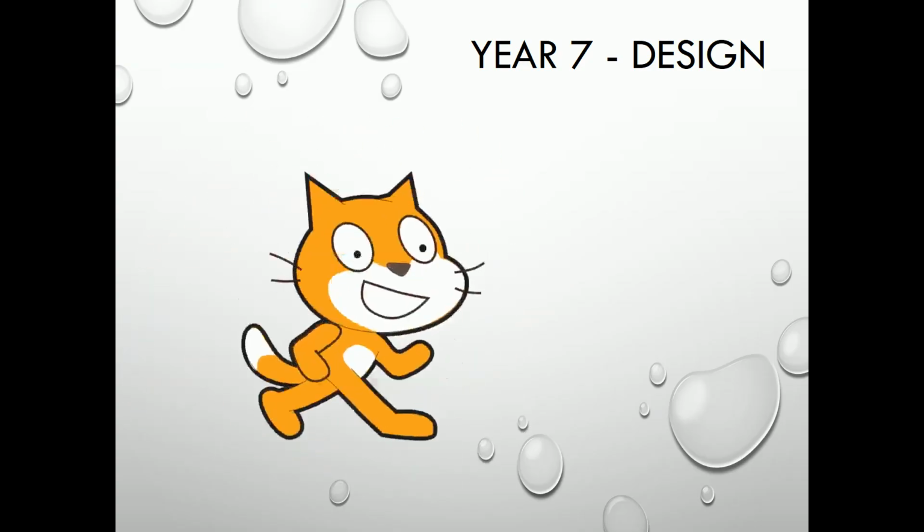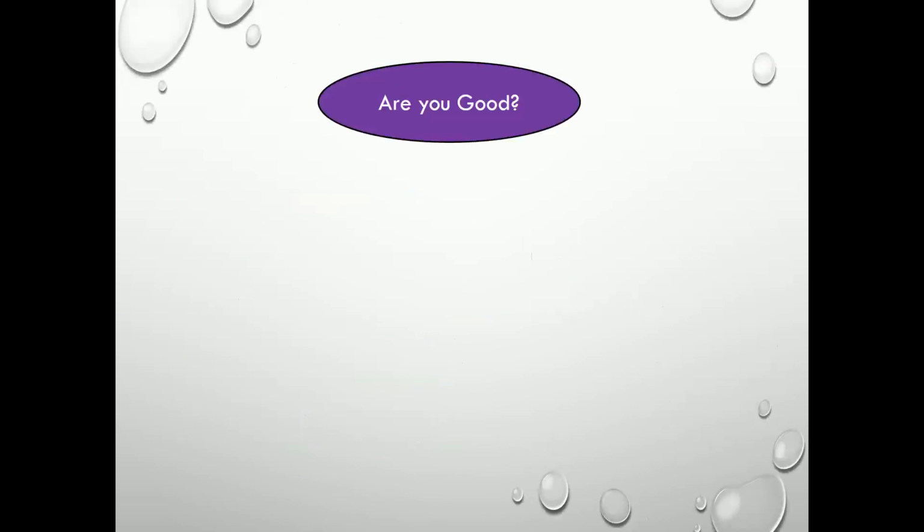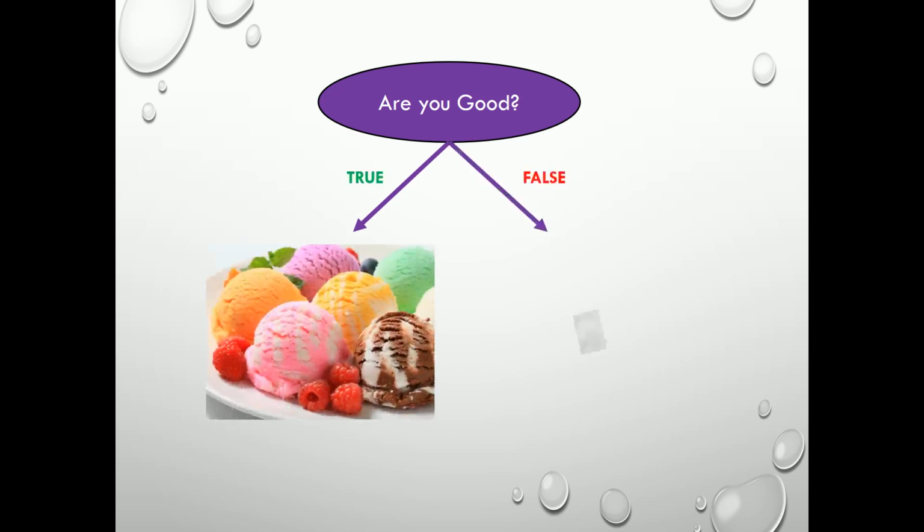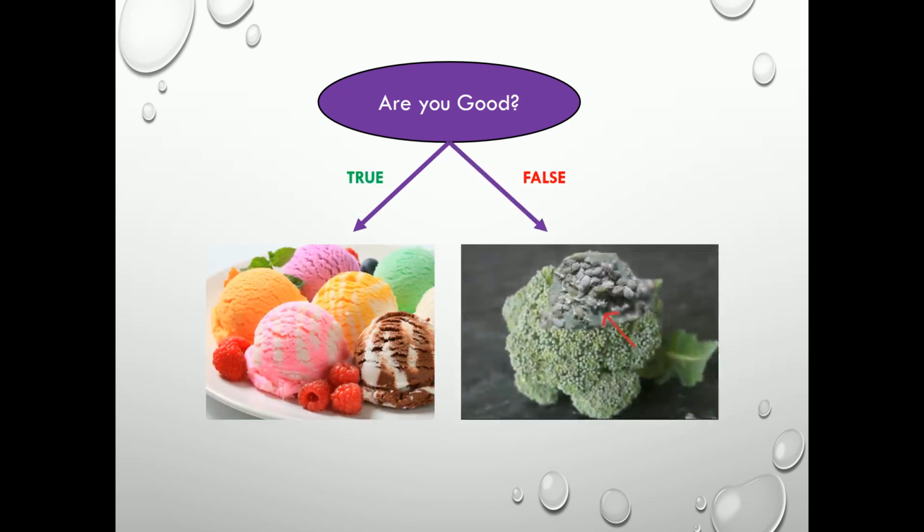Today we're going to go through how to do selection statements within Scratch. So the first question we need to ask is, are you good? Now, a computer basically only ever understands two potential options, either true or false. So if you're good and it's true, you can have some lovely ice cream. If it's false, you can go have some moldy broccoli.